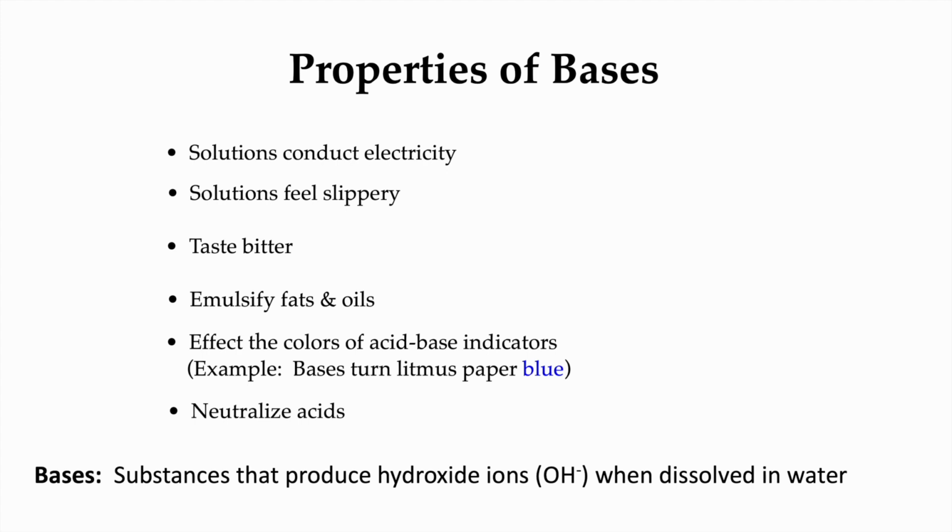The formal definition of a base that we're going to be using in this class is a substance that can produce hydroxide ions when dissolved in water. So when you dissolve a base in water, you're going to get OH negative ions in the solution.